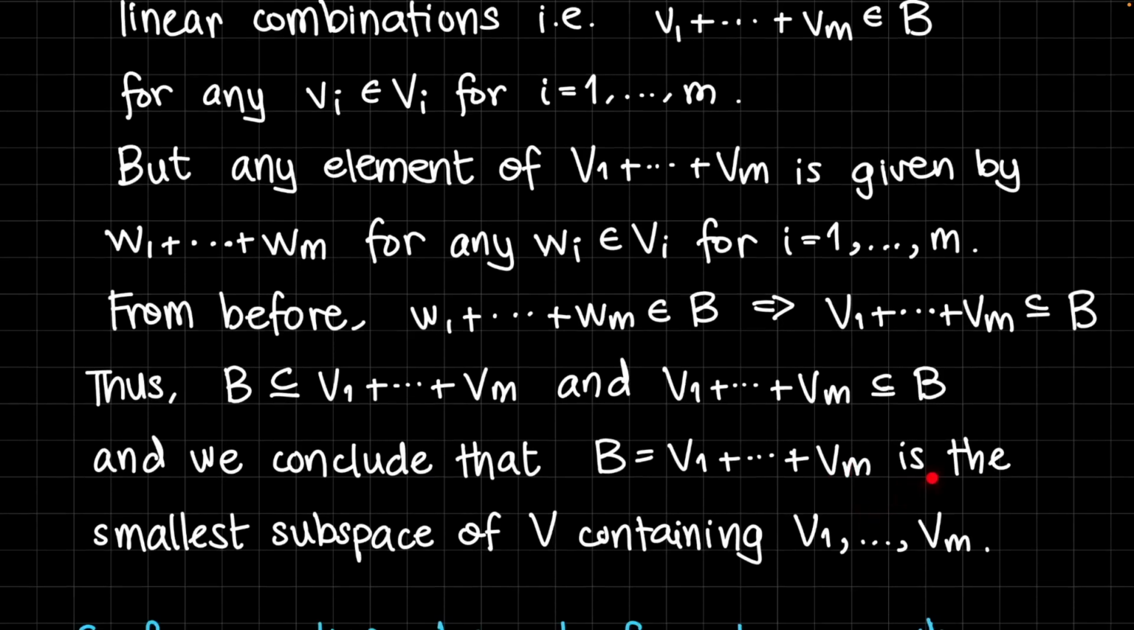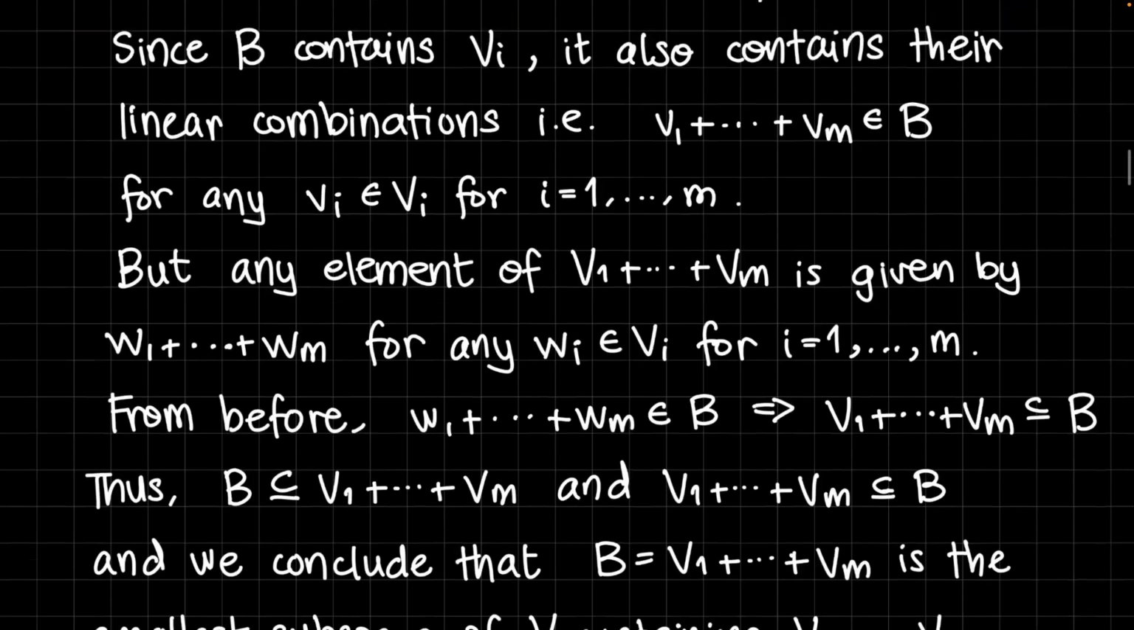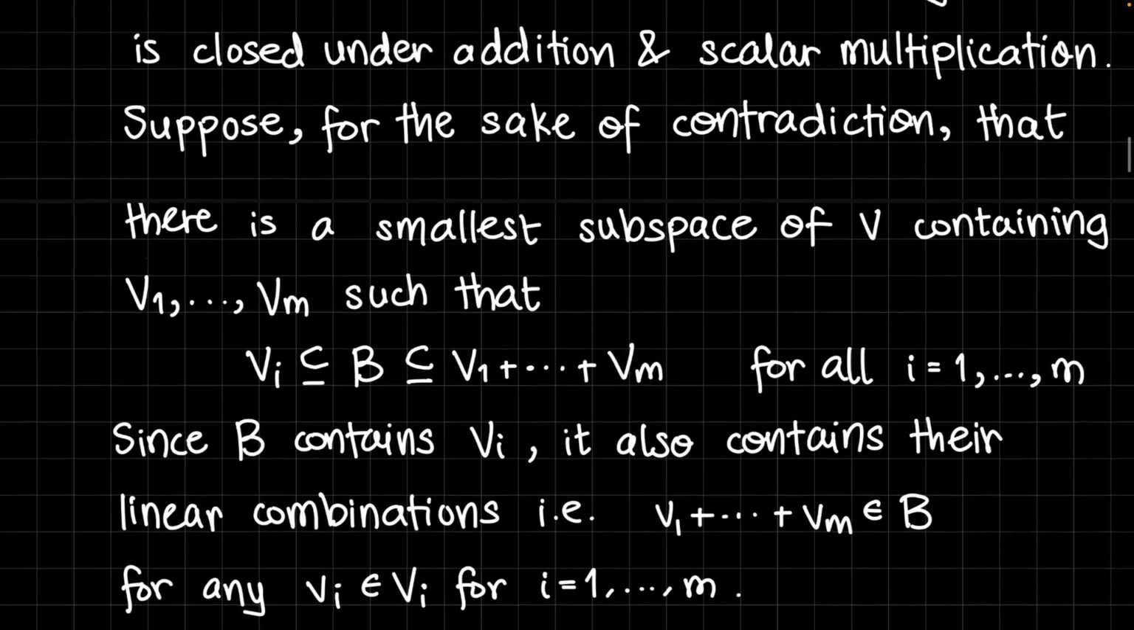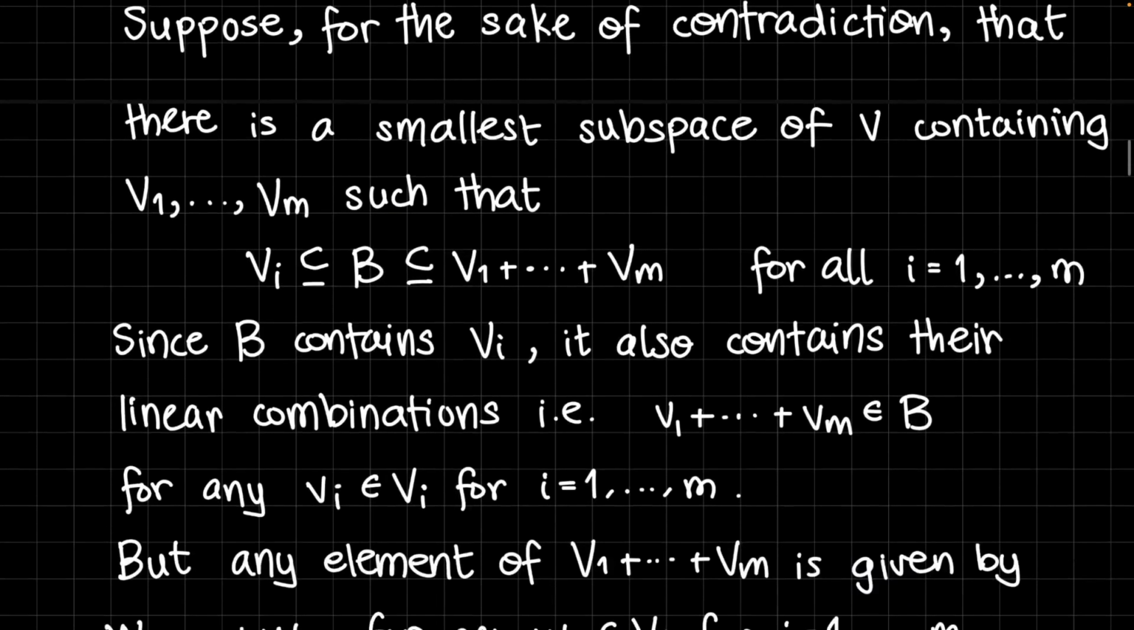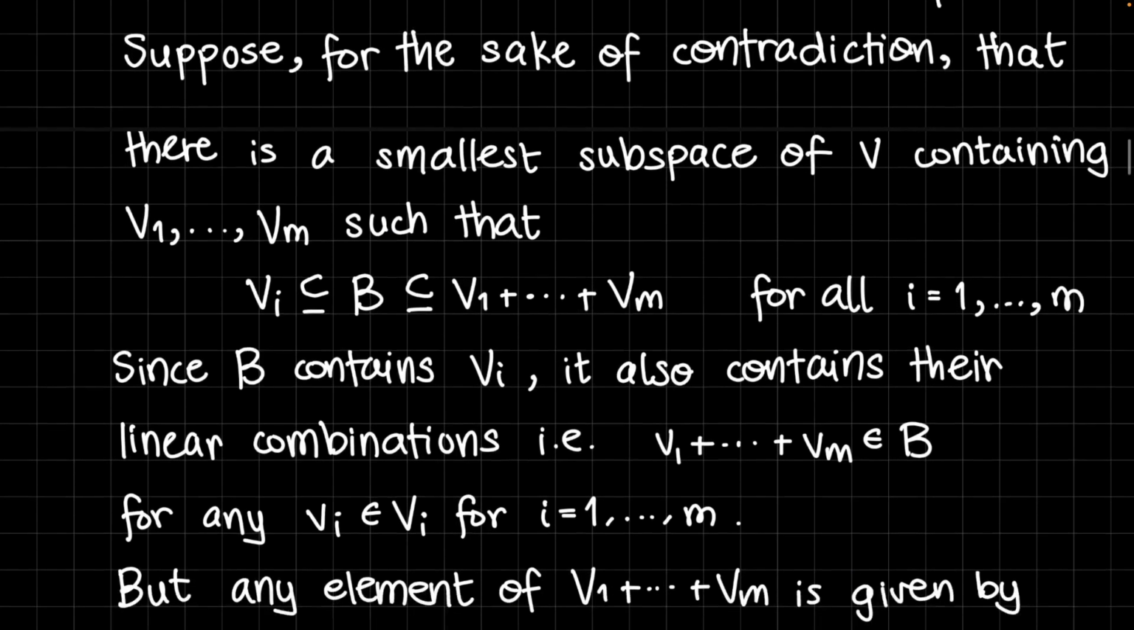And that indeed then, because B was the smallest subspace of V containing those subspaces, the sum V1 plus ... plus Vm must be the smallest subspace of V containing them. Otherwise, there's a contradiction. I hope you could follow this line of argument. This was a little fast, I admit. Maybe I'll give a quick recap.